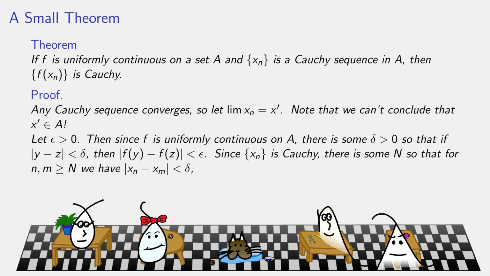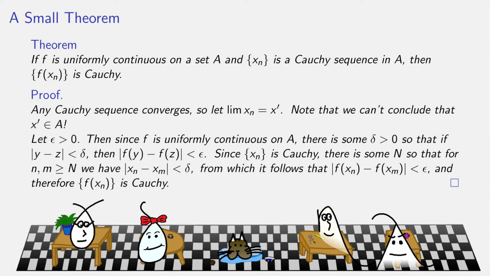Xn is Cauchy, so I'm going to use that definition. There is some n so that past that point, the distance between any 2 points in the sequence is less than delta. Delta is a positive number, so I'm using it in the definition of Cauchy. Given any positive number, past a certain point, any 2 terms in the sequence are less than that far apart. So delta is positive, so past a certain point, call it capital N, any 2 terms in the sequence, the distance between them is less than delta.